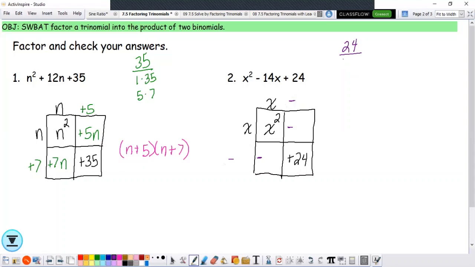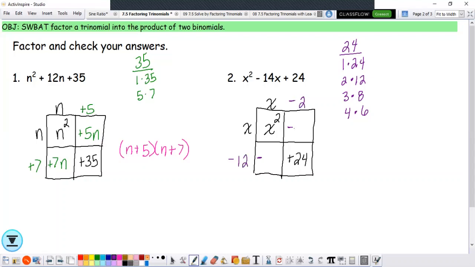Factor pairs for 24 are 1 times 24, 2 times 12, 3 times 8, 4 times 6. Well, if they're both negative, negative 1 minus 24 is going to be negative 25. That's not going to work. They're both negative. We have negative 2 minus 12. That does give me negative 14. So let's write a negative 2 and a negative 12.